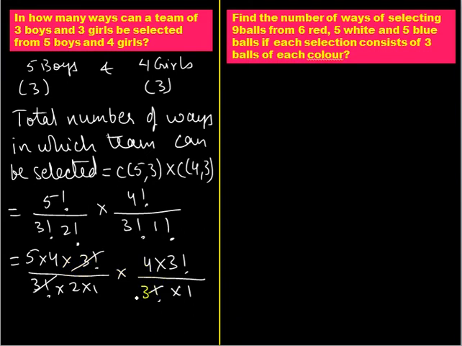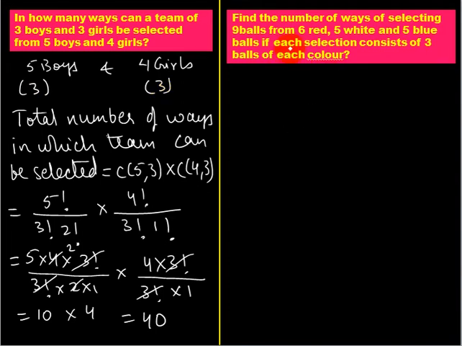Cancel out wherever it is possible to cancel out the terms. With this 2 we can cancel out 4 also. So this is 5 into 2, 10, which is further multiplying with 4 here, into 4. So it reduces to, if you see, 40. So you can see very well, we can have 40 ways in which a team can be selected, where only 3 boys are there and only 3 girls are there.